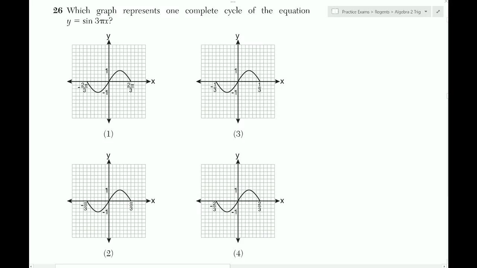Okay, so y equals sine 3 pi x. This 3 pi number right here is basically our frequency. So the frequency is 3 pi, and the period is equal to 2 pi divided by the frequency. So it's equal to 2 pi divided by 3 pi. Pi's cancel. You end up with 2/3 as your period. So that's the length of your wave. So the length of our wave is going to be 2/3.